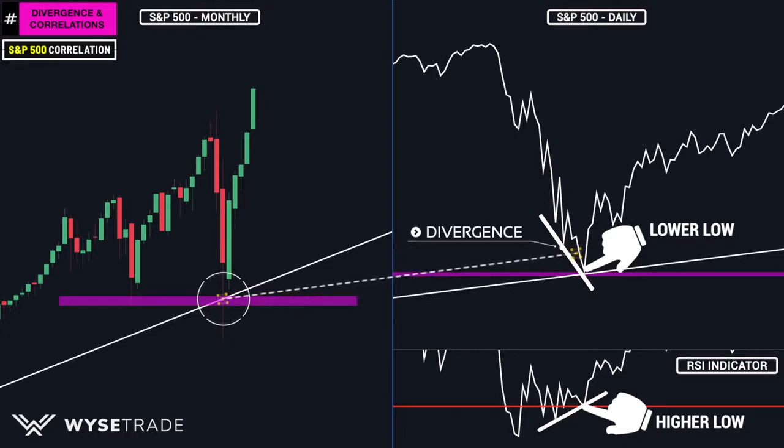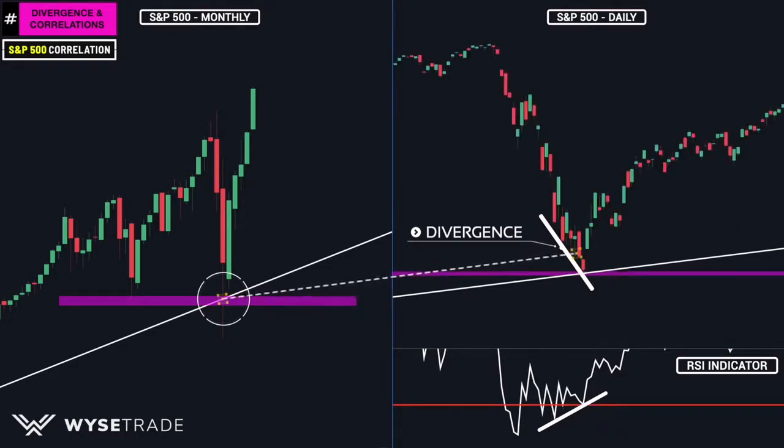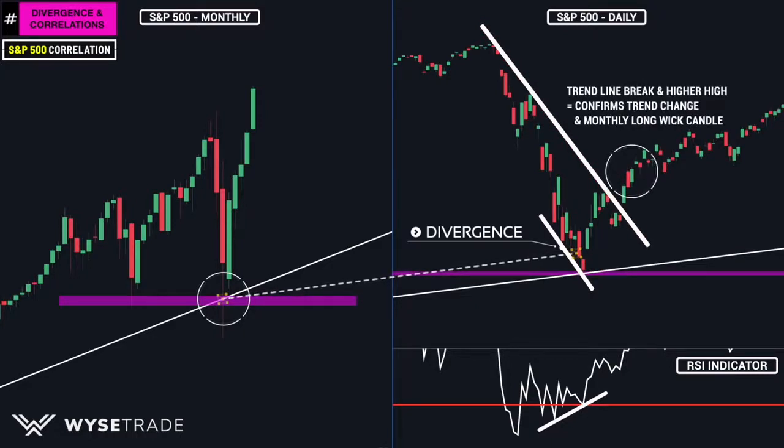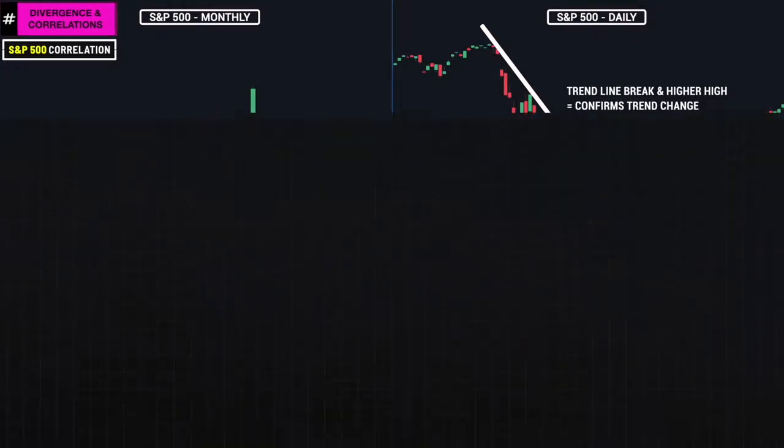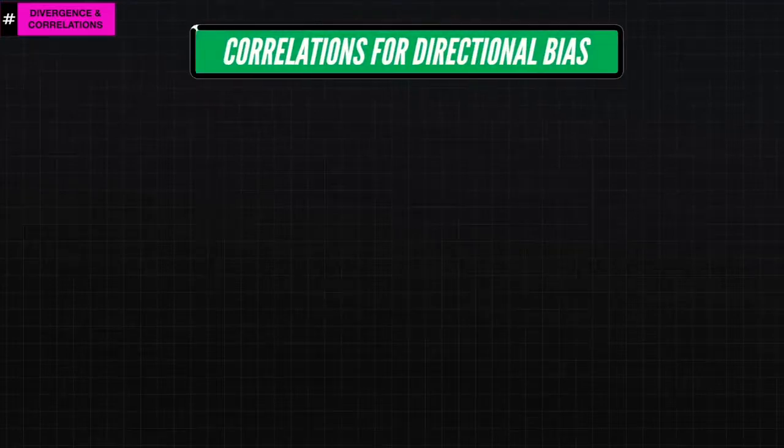So back to candlesticks. You then place your trend line above, and once price broke through it, you had your higher high, which again confirms the trend change and showing that the downtrend is over and that the larger uptrend can continue. So the monthly is now confirmed by the daily trend change, which then gave us a bullish and long bias. Now, this is where correlations comes in.